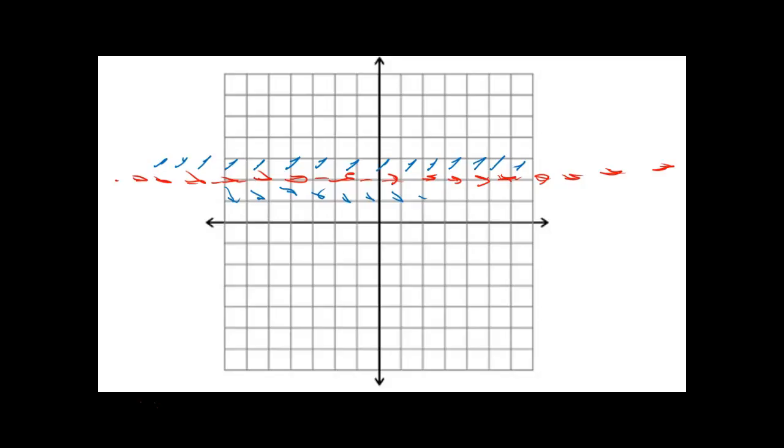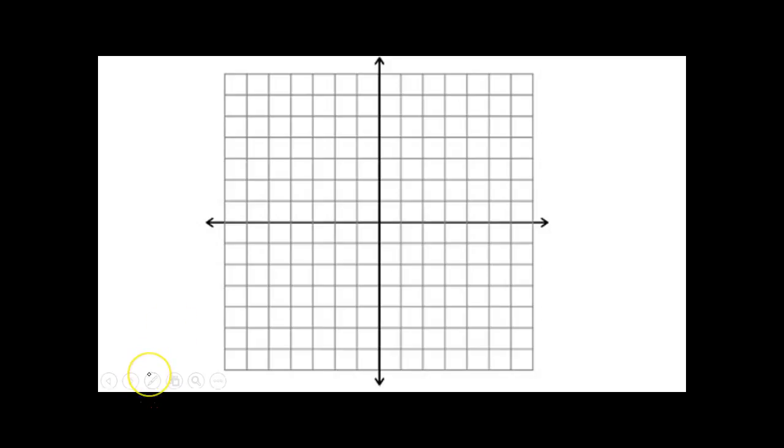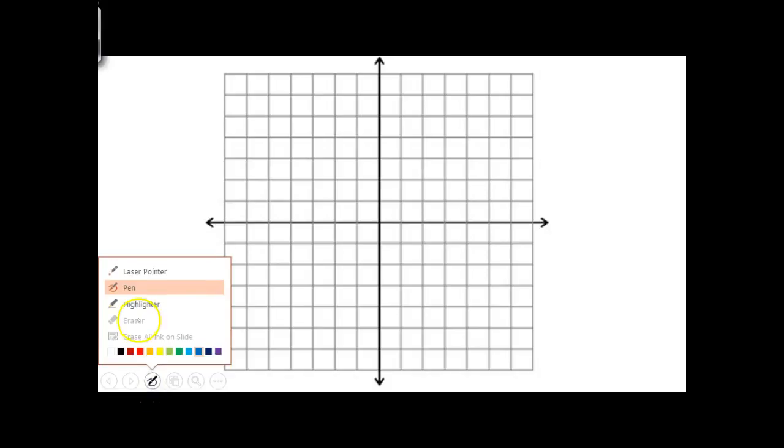Now, what if we had another one that was more like this? Let me change the graphic here. And we have your critical values at y is equal to 3. Okay, this time, critical points.